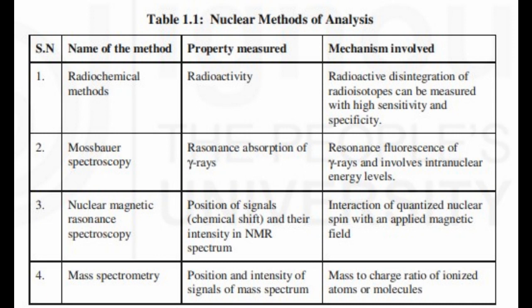5. Mossbauer spectroscopy. The analytical methods based on the study of the phenomenon of the resonance fluorescence of gamma rays are known as Mossbauer spectroscopy. It involves intranuclear energy levels. An important characteristic of this radiation is the extreme sharpness of lines.